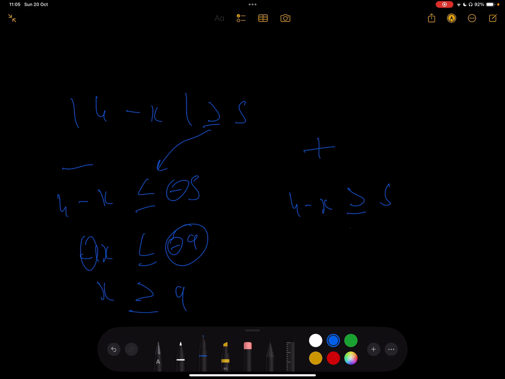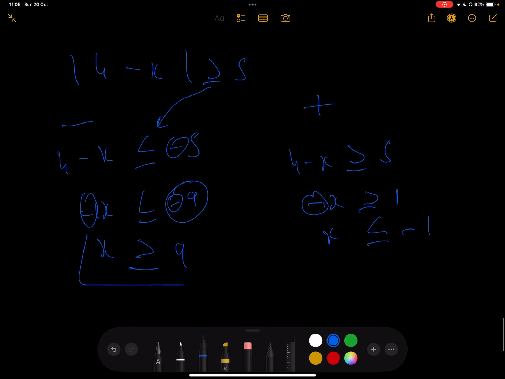Then now let's deal with this side here. Here we would subtract 4 from both sides. We have negative x is greater than or equal to 1. Well, we have a negative 1 that we're multiplying by now. So we divide both sides by negative 1, and we're switching the sign because it's a minus 1. And these would be our two solutions.